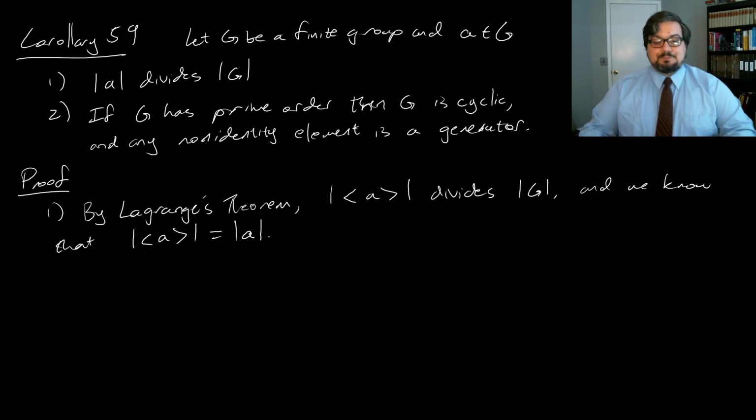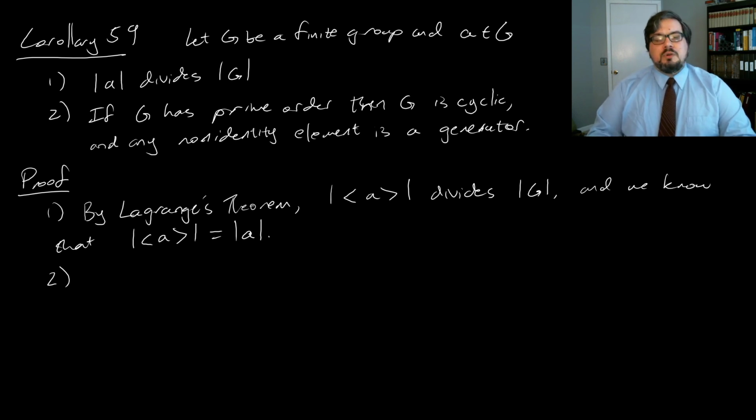And so that's it. The order of A is the order of the subgroup generated by A, and so that divides the order of G. So any element of G has an order that has to divide the order of G. So again, if G is a group of order 40, there can never be an element of order 7 in it, because 7 does not divide 40.